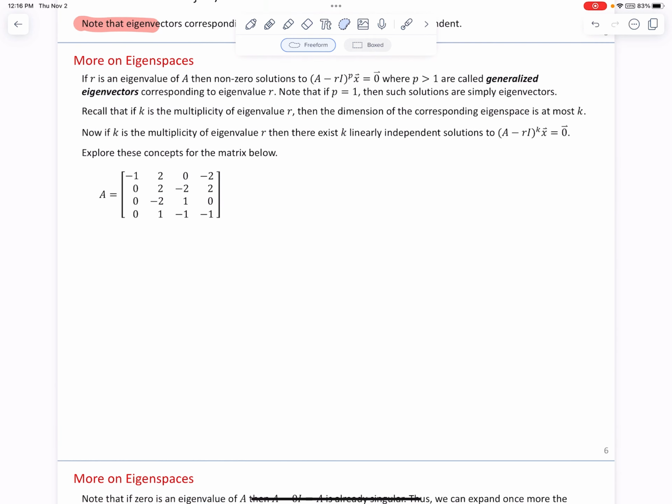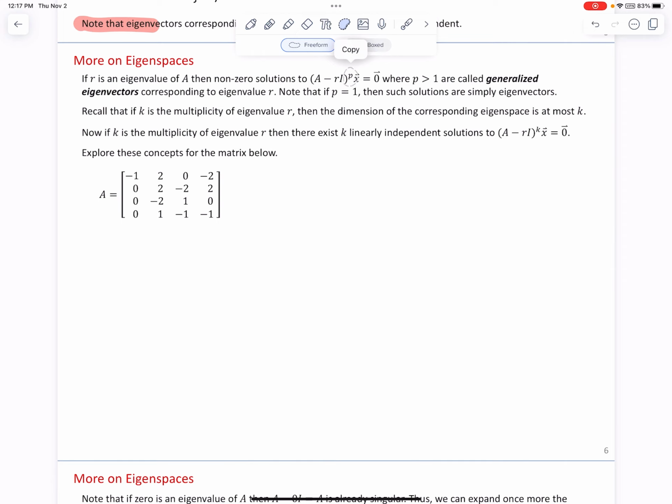Now we want to explore a little bit more about eigenvalues that repeat. If r is an eigenvalue of A, then non-zero solutions to (A - rI)^p x = 0, where p is more than 1, so this exponent could be 2, 3, 4, etc., are called generalized eigenvectors corresponding to eigenvalue r. Note that if p is 1, then such solutions are simply eigenvectors. So if p is 1, then solving this system means we're simply finding eigenvectors, of course looking for non-zero solutions.